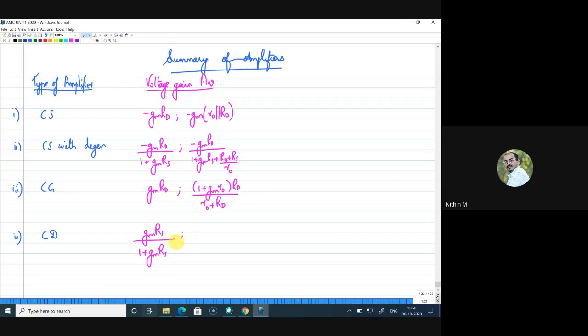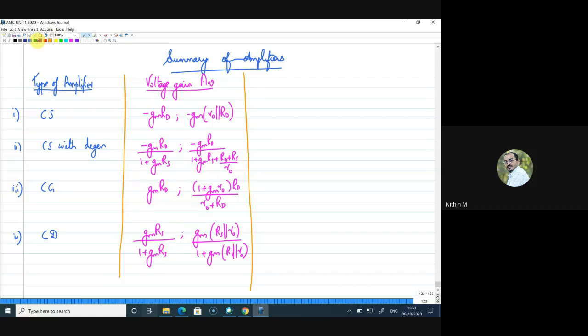If lambda we are considering, this R0 will come in parallel to RS only. So I can write it as GM into RS parallel R0 divided by 1 plus GM into RS parallel R0. That we haven't done, but I hope it is clear for you people. Right. So that is the voltage gain. So let me write the other expressions also.